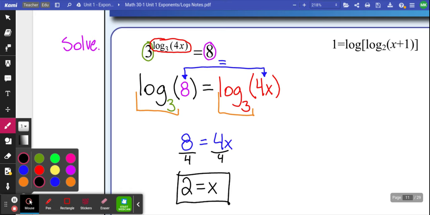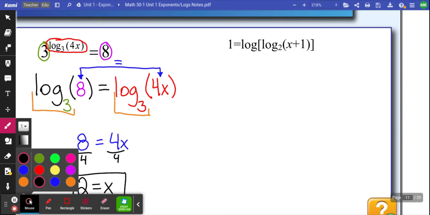Okay, let's try another one. The one beside it also looks very intimidating, because there's a log inside of a log. And then it's like, now what the heck am I going to do with that, right? Same thing. I'm solving for x. I'm going to rely on strategies I know. So if I have logs, I could turn them into exponents. That's the only real skill I know when it comes to logs. So let's try it.